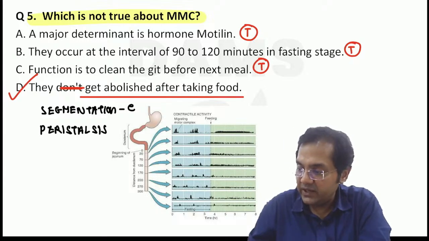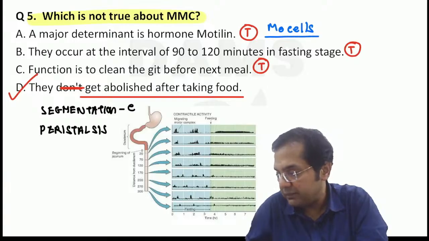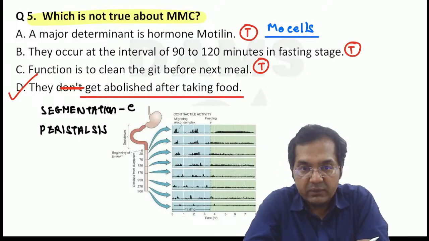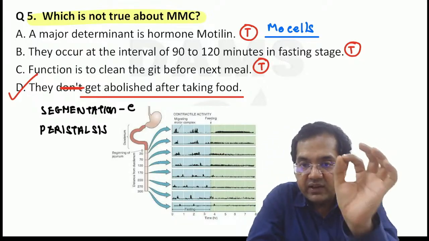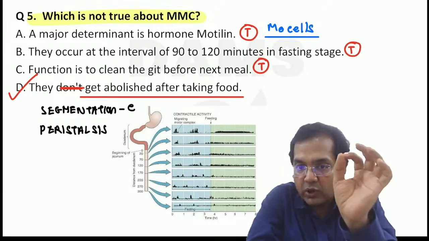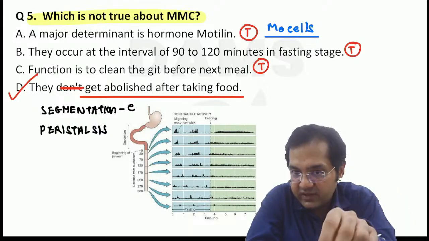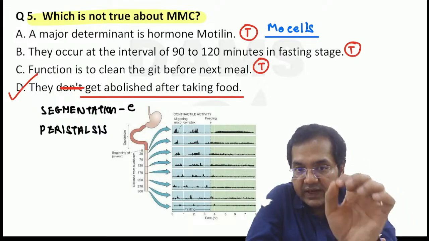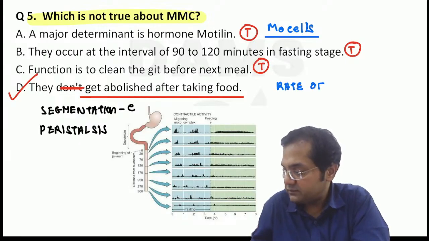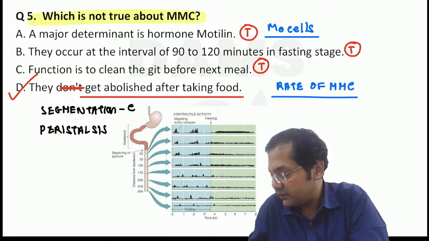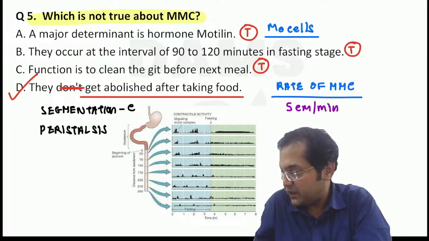Motilin is secreted by Mo cells. Let's quickly recap migratory motor complexes. They occur in the interdigestive or the fasting phase. They get abolished on having meals and are replaced by the contractions which occur in the well-fed state. Normal duration is 90 minutes. One more question. What is the rate of MMC? Rate of MMC, 5 centimeter per minute. Very slow.